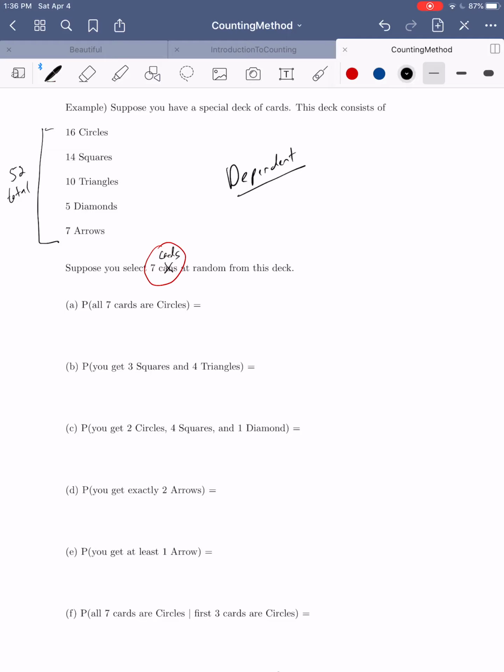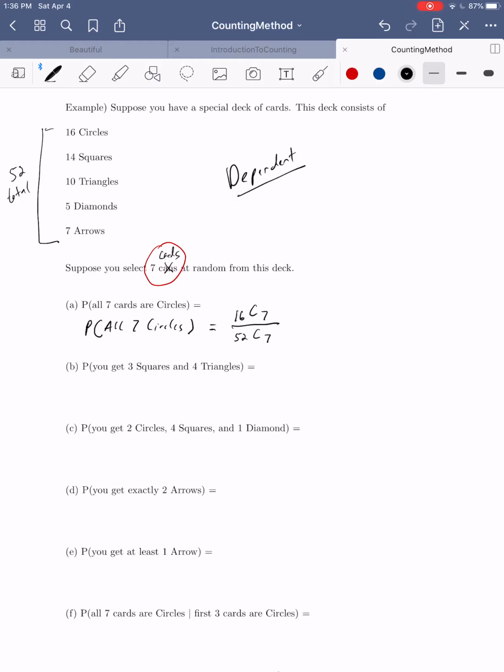All right, first one, we want all 7 to be circles. So all 7 circles. Okay, denominator, like we just said, we're going to choose from 52 and we need to choose 7. So it's going to be 52C7. What about in the numerator here? Well, numerator always corresponds to what we actually want. We want 7 circles. We've got 16 to pick from. So it's going to be 16C7. All right, we can do that. 16C7.